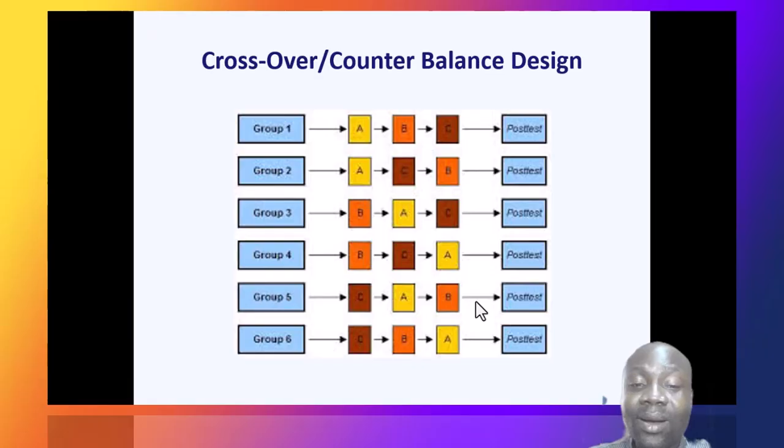Look at group 4. The arrangement is that they had B first, then C, then A. Look at this one, group 5. They had C, then after C, they had A, then B. Instead of group 5 having just one treatment, it's just the order. And they want to check whether there will be a significant difference among the groups in this counterbalance design. It is usually not used in education.